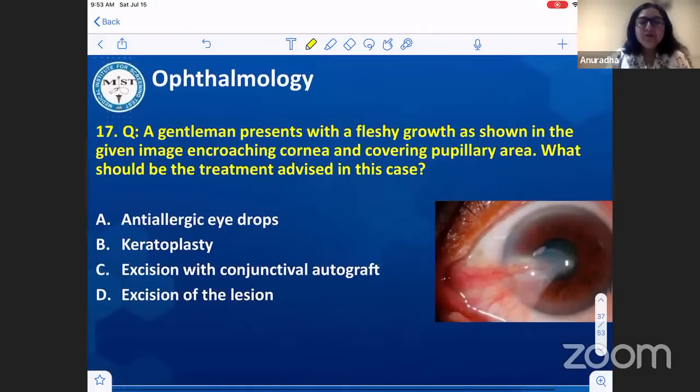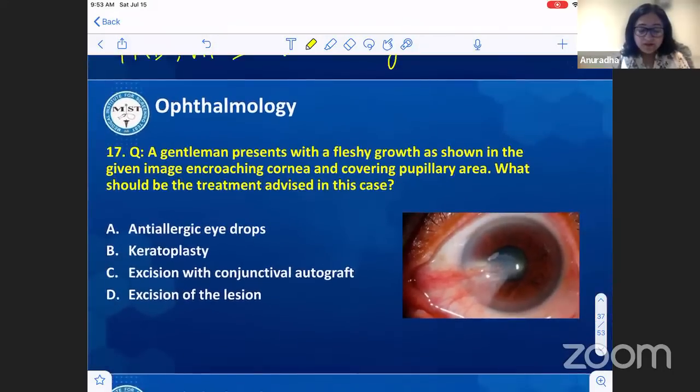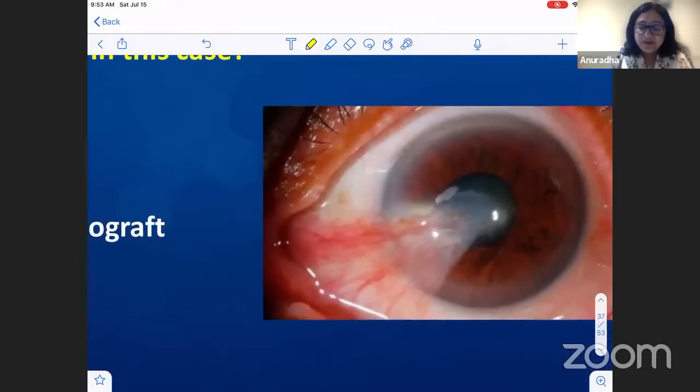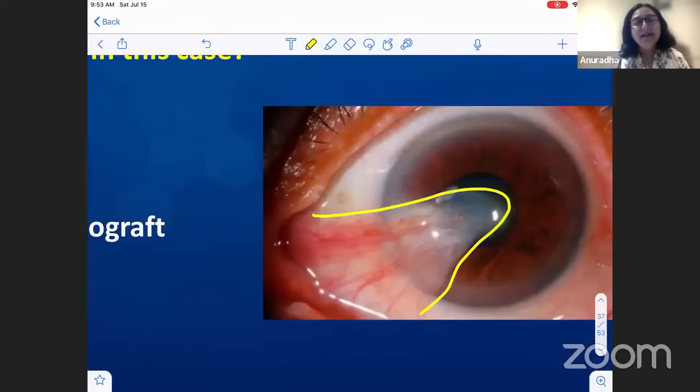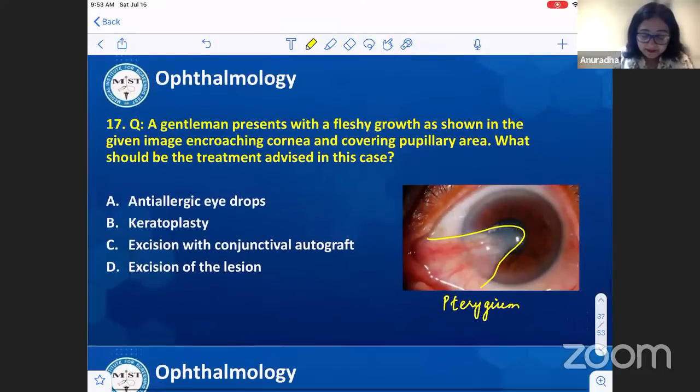A gentleman presents with a fleshy growth as shown in the given image, encroaching the cornea and covering the pupillary area. What should be the treatment advised in this case? So again, a spot diagnosis. A fleshy triangular wing-shaped growth which is encroaching the cornea. The diagnosis is pterygium. So what should be the treatment in this particular case?